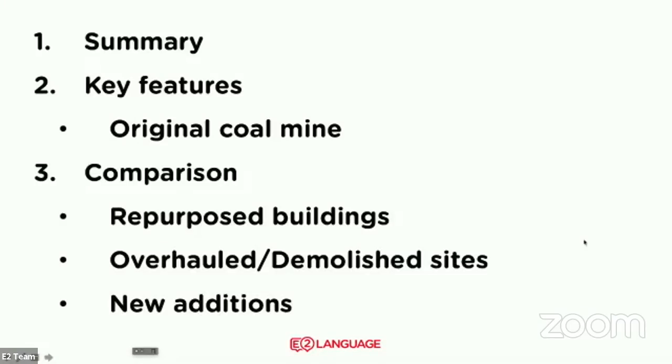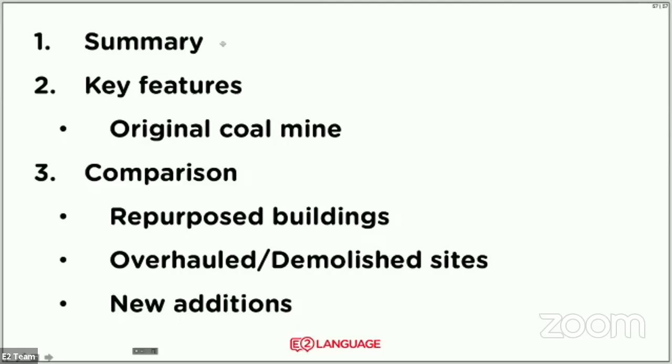This is how I structured it on test day, and I think it was a really good structure. Well, I hope it is. Let's see. So I have the summary sentence. That's easy. We know how to do that. Next, I did a small paragraph on key features only of the original coal mine. So I just described the key features of the original coal mine. Then I moved to the comparison. Now I actually wrote 3 short paragraphs, because I noticed that there were 3 differences between the original coal mine and the new tourist center.